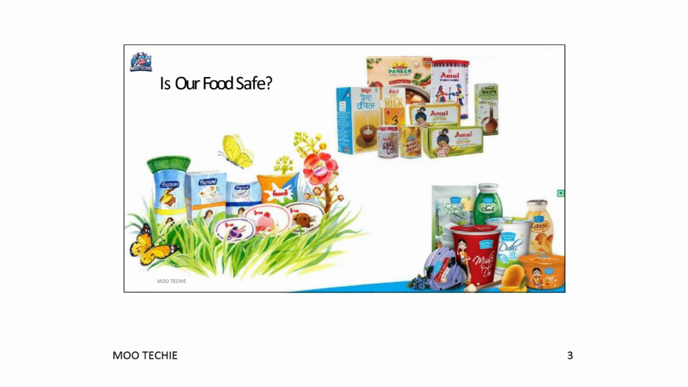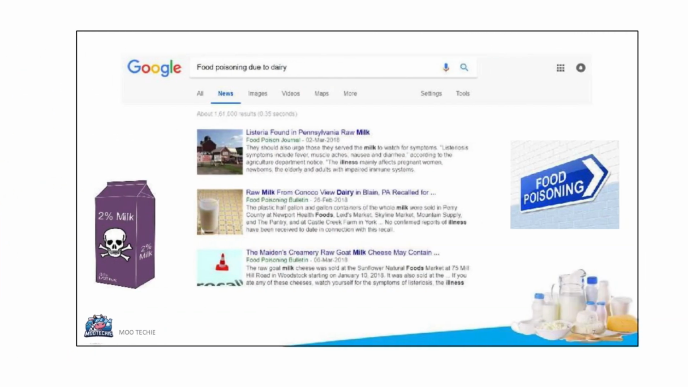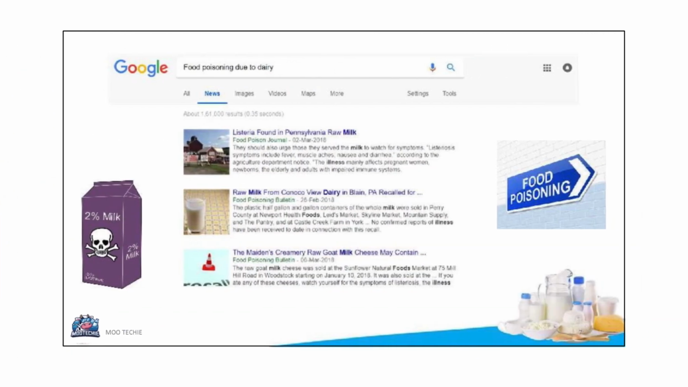There have been numerous cases of food poisoning linked to dairy products. For instance, a simple online search reveals many reports, like one from Pennsylvania where raw milk was found to contain listeria, causing serious illness. Symptoms included fever, muscle aches, nausea, and diarrhea, particularly affecting vulnerable groups like pregnant women, the elderly, and those with weakened immune systems. The news headlines tell a sobering story.